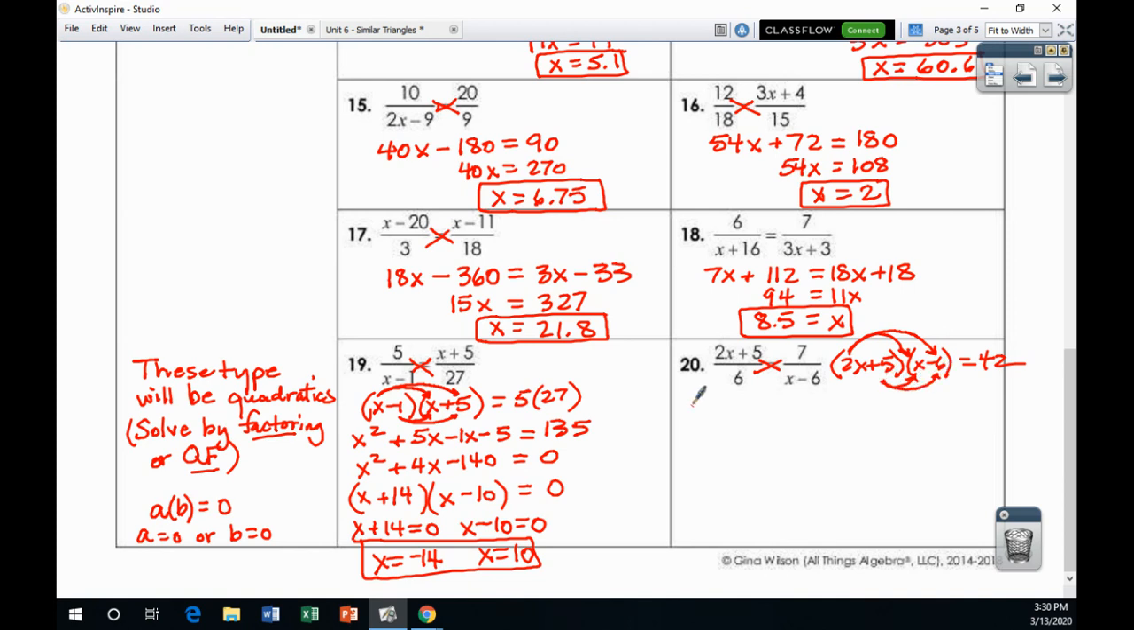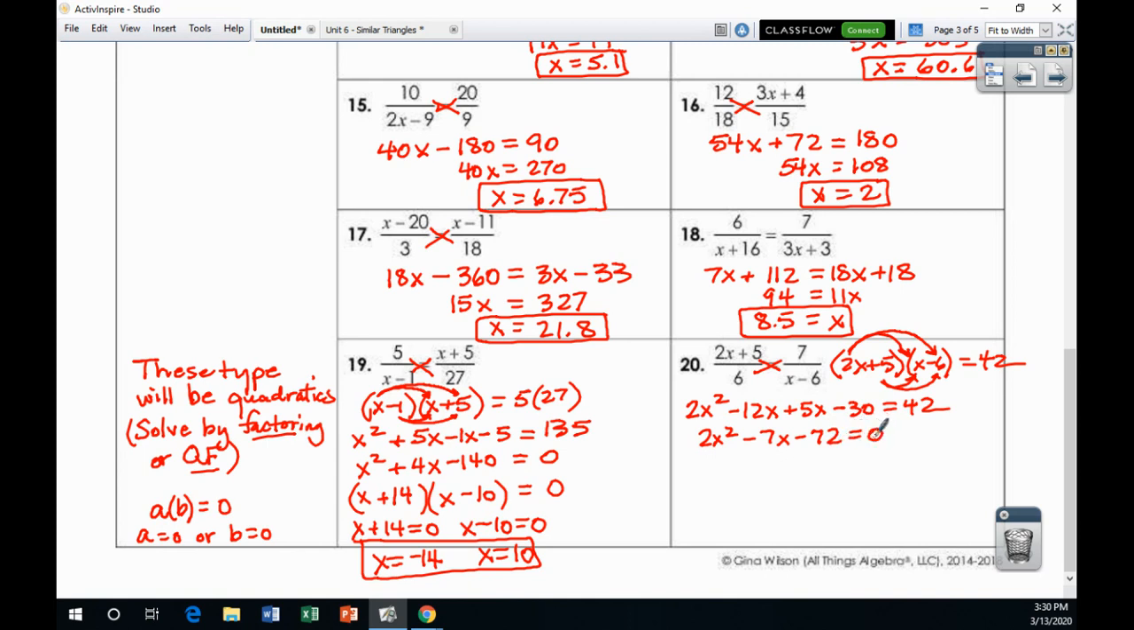You can write them in any order you want to. So 2x times x is 2x squared. 2x times negative 6 is negative 12x. 5 times x is 5x. And 5 times negative 6 is negative 30. All right, and that equals 42. So again, we've got two like terms here in the middle. We can combine those. That's going to be 2x squared minus 7x. We're going to have to get this to be equal to 0 so we can solve it. So subtract 42, negative 30 and negative 42 make negative 72.